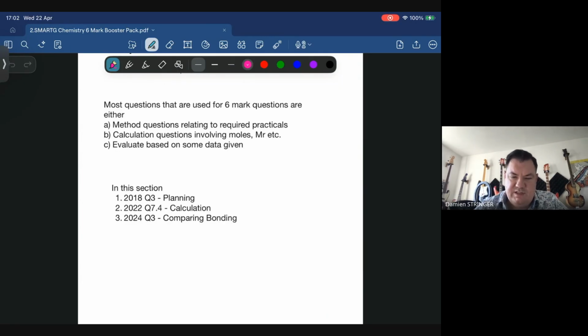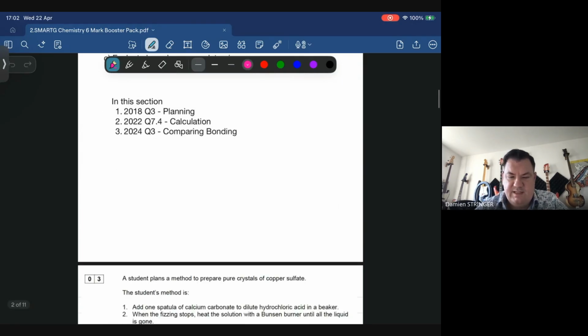So I've used 3 questions for this section 1. I've used a planning, a calculation, and an evaluate one, comparing bonding. So we'll start with the first one.